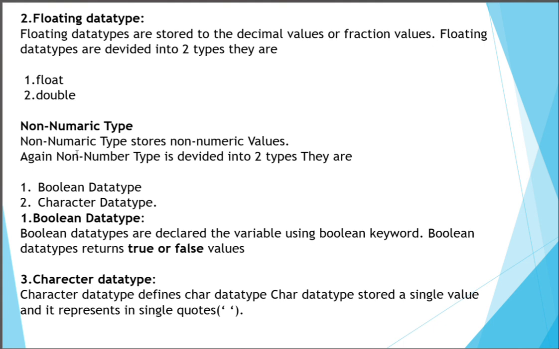Non-numeric type. Non-numeric types store non-numeric values. Again, non-numeric type is divided into two types. They are Boolean data type and character data type. Boolean data types declare the variable using the boolean keyword. Boolean data types return true or false values. And next, character data type. Character data type is defined using the char keyword. Char data type stores a single value and it is represented in single quotes.